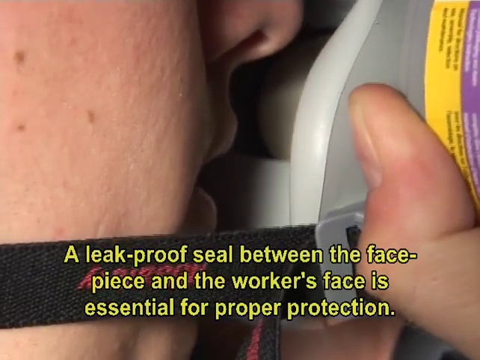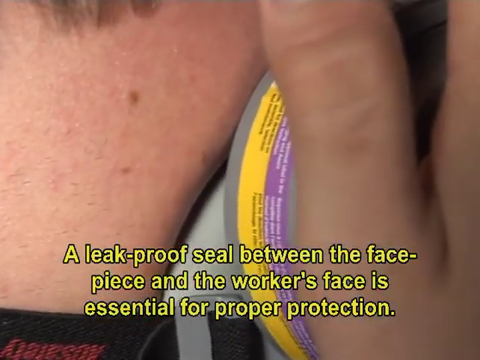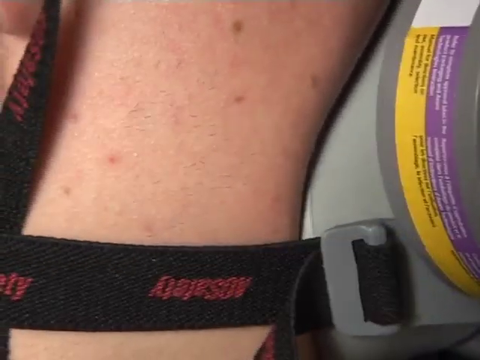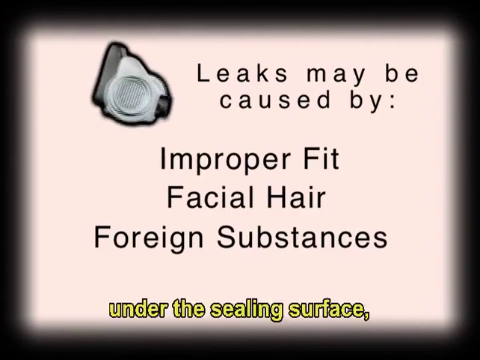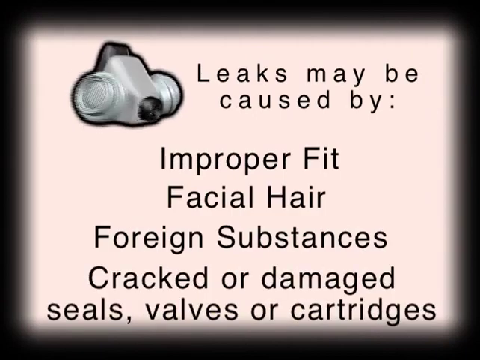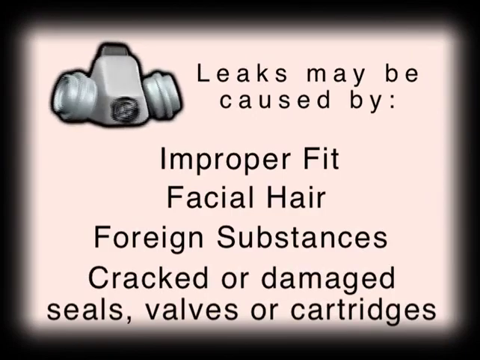A leak-proof seal between the facepiece and the worker's face is essential for proper protection. Leaks may be caused by improper fit, the presence of facial hair or foreign substances under the sealing surface, or cracked or damaged seals, valves, or cartridges.